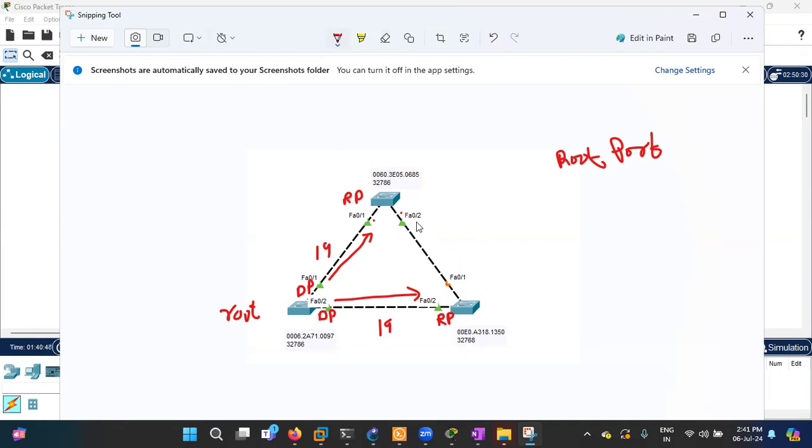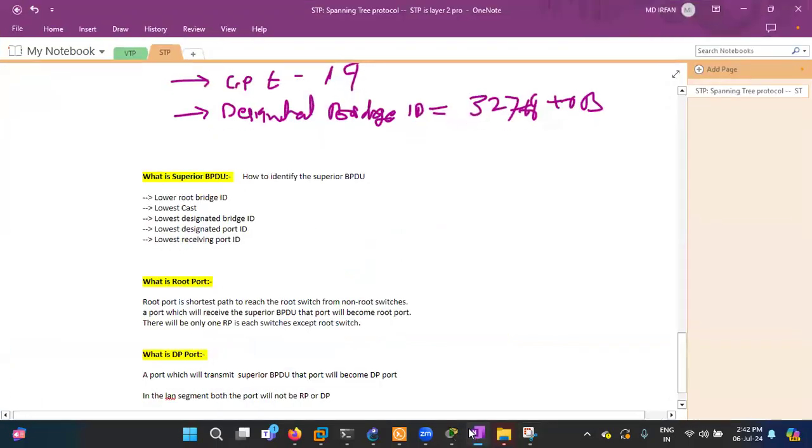Now it's turn of DP, which is sending the lowest, superior BPDU. Means this one a root port was receiving the superior, but DP port is sending superior. You're getting my point? Now tell me which port is sending superior BPDU, this one or this one? Superior means, as I said, what is meant by superior? Superior is written here: lower bridge ID.